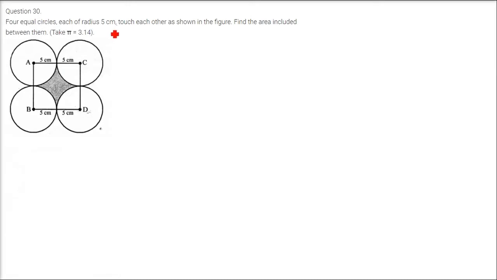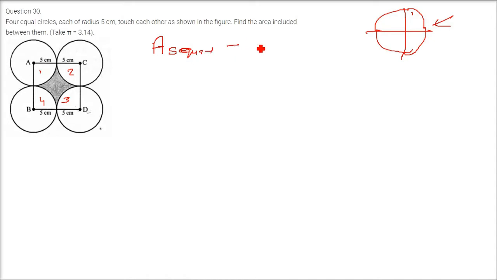4 equal circles, each of radius 5 centimeters. So we have 4 equal circles, each having a radius of 5 centimeters, touching each other like this. Find the area included between them. First of all, this is the 1st quadrant, this is the 2nd, this is the 3rd, and this is the 4th quadrant. As we already know, if you combine these 4 quadrants, they make a circle. So we have to find the area of the square, and then subtract the area of the 4 quadrants, which is nothing but the circle.